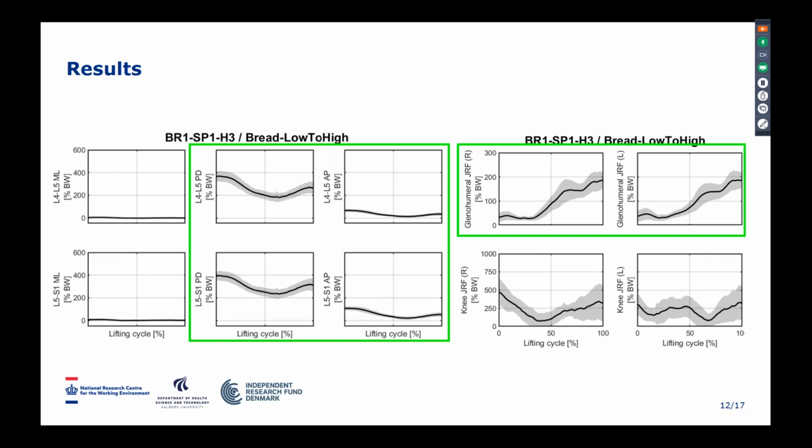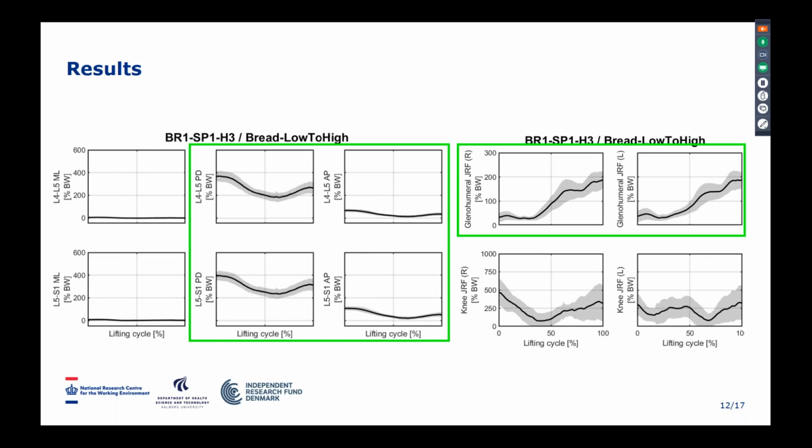Another thing you can see here is that when you move this bread from a low to high starting position, the joint reaction force in the shoulders increases significantly. There are particularly two cases. One was the handling of bread, another the cucumbers, where the joint reaction force in the shoulders increased quite a lot relative to all the other merchandise that we measured, reaching almost 2 times the subject's body weight.